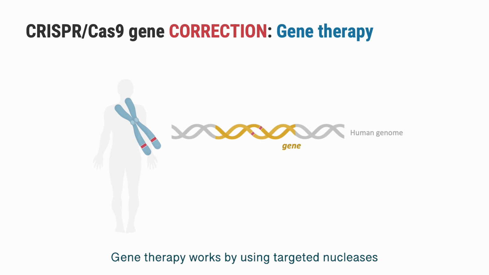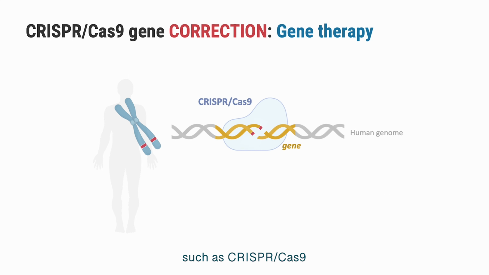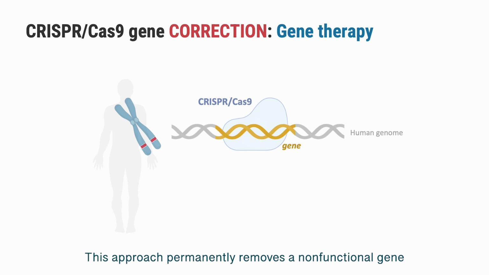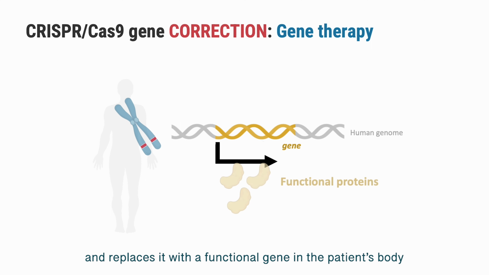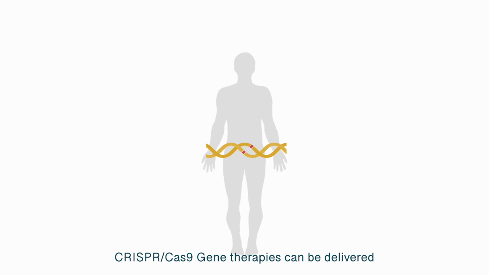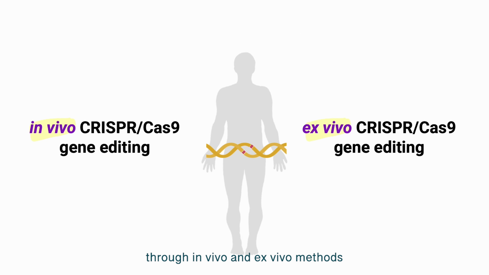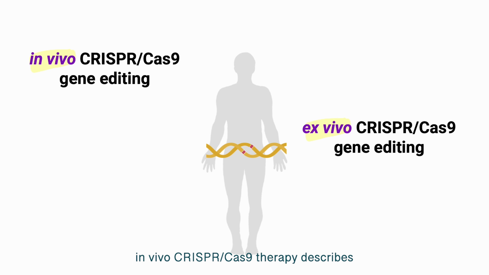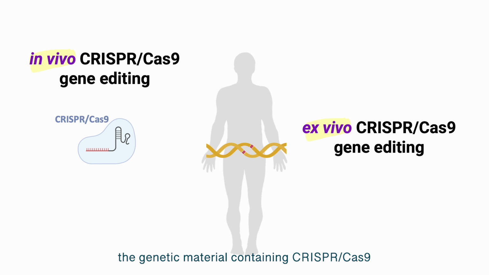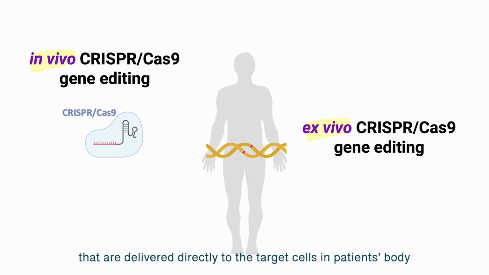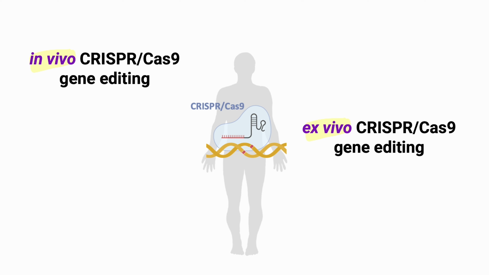Gene therapy works by using targeted nucleases, such as CRISPR-Cas9, to correct or insert copies of genes into the genome. This approach permanently removes a non-functional gene and replaces it with a functional gene in the patient's body. CRISPR-Cas9 gene therapies can be delivered through in vivo and ex vivo methods. In vivo CRISPR-Cas9 therapy describes genetic material containing CRISPR-Cas9 and functional gene copies that are delivered directly to the target cells in the patient's body. It means the genes are precisely edited in the body.